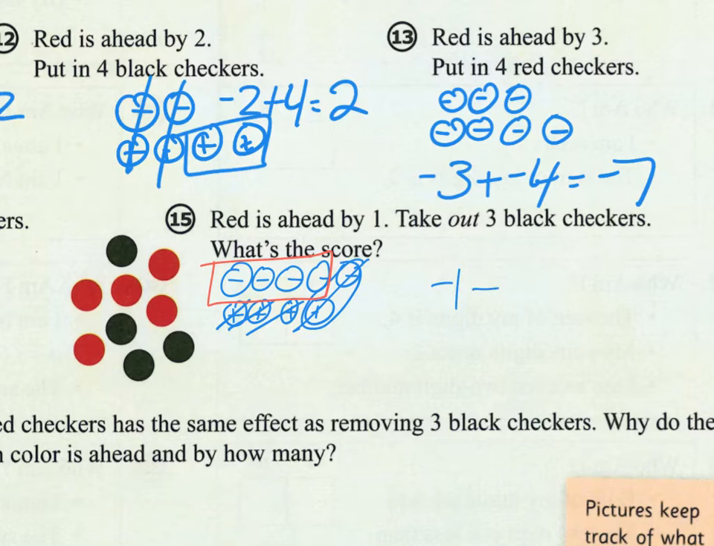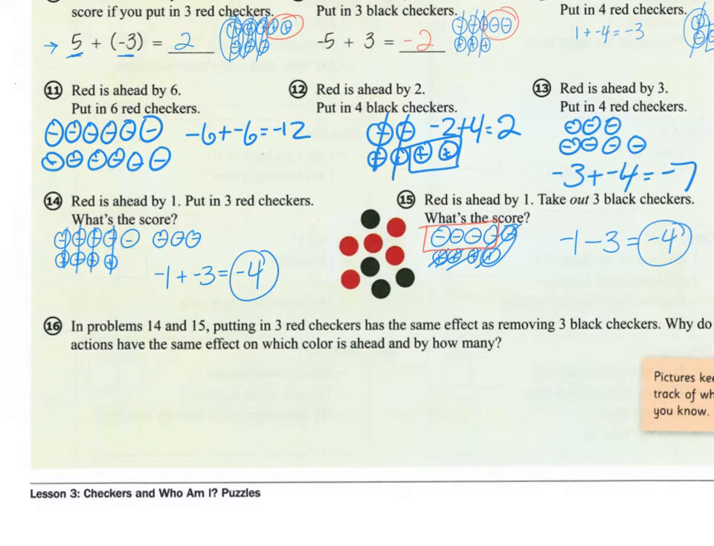We took out, or subtracted, 3 black checkers, and we end up with -4. Number 16 is really looking back at 14 and 15 and noticing that these are the same. So adding a negative is the same thing as subtracting a positive number. Keep in mind that these two operations end up being the exact same.